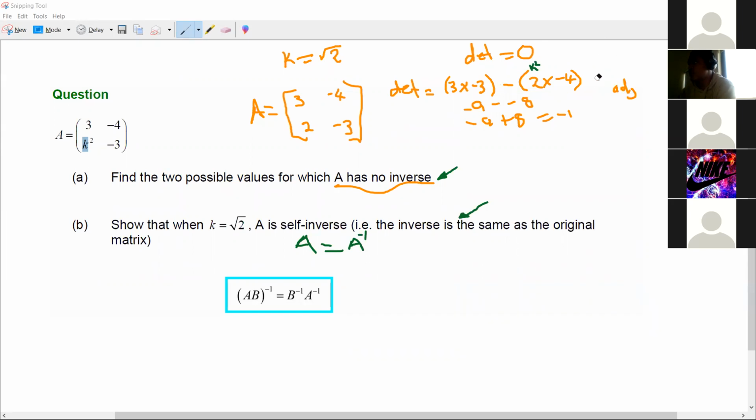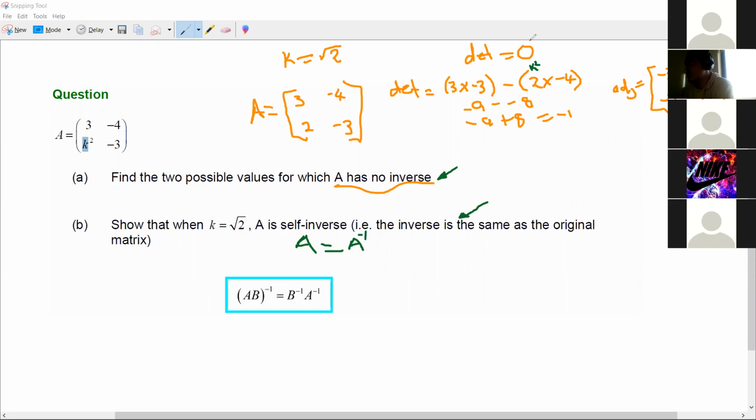Just fix this up quickly. So the adjoint will be equal to the matrix. So we have the flip, -3, 3. It's closed already. And then we have the negative, so it will be a 4 and a -2. So that is the adjoint. So I have my determinant, I have my adjoint. Now I can find the inverse.